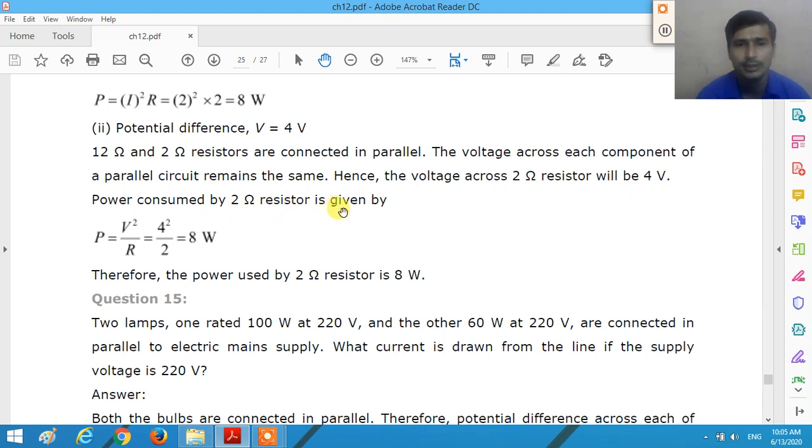and the power consumed by the 2 ohm resistor is given by P is equal to V square by R. We get V given to you 4 volt and R given to you 2 ohm. So 4 square by 2, we get 8 watt. So in both the cases, the power consumed by the 2 ohm resistor is 8 watt.